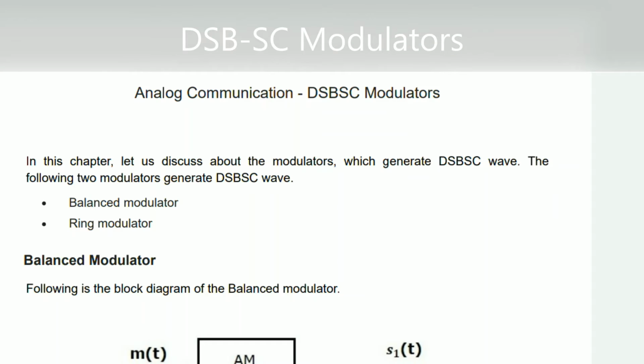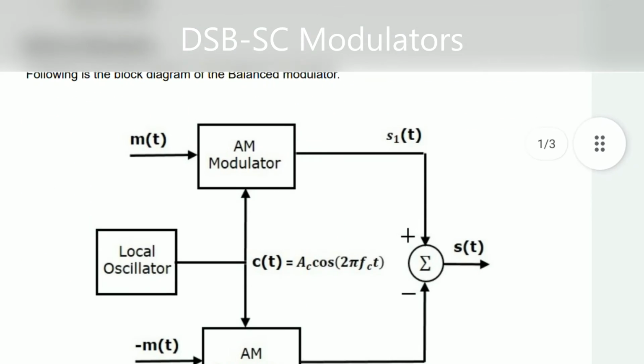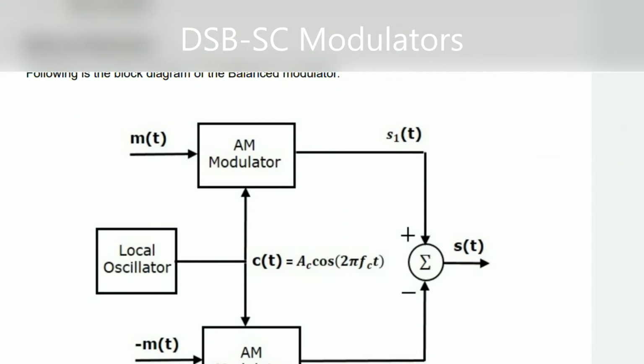So now we're going to see about the DSB-SC modulator, that is double sideband suppressed carrier modulators. Generally there are two types of modulator in double sideband suppressed carrier wave. Number one is balanced modulator and number two is ring modulator. So let's see the first one, that is balanced modulator, with the block diagram.